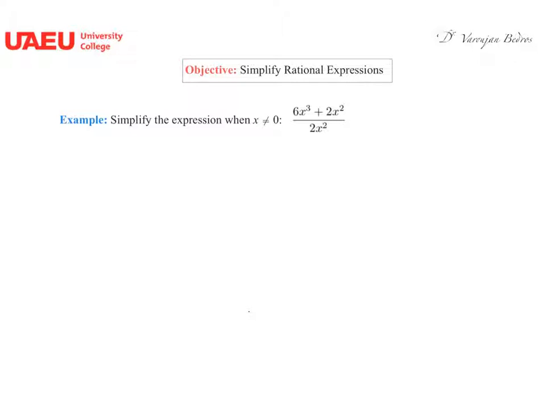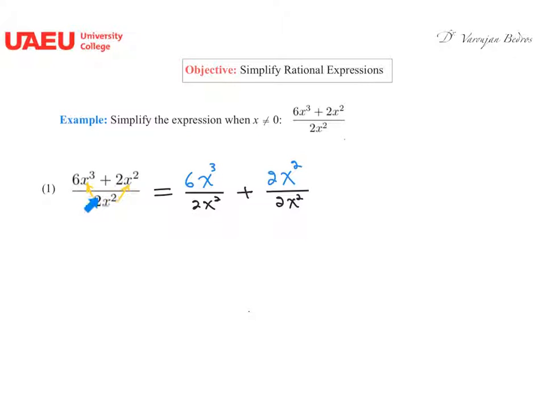This video will show you how we simplify rational expressions. Here we have 6x to the power 3 plus 2x squared divided by 2x squared. We can simplify this in two different ways. One way is to split the numerator because they share the same common denominator 2x squared. We then simplify each term separately and get our answer.